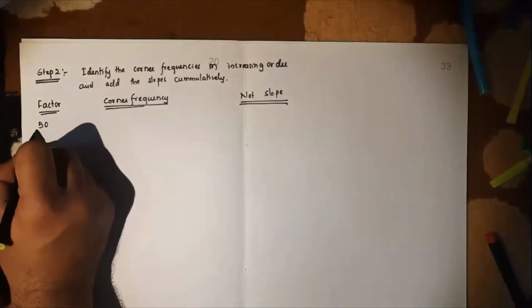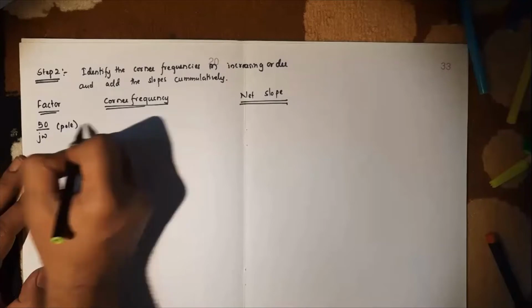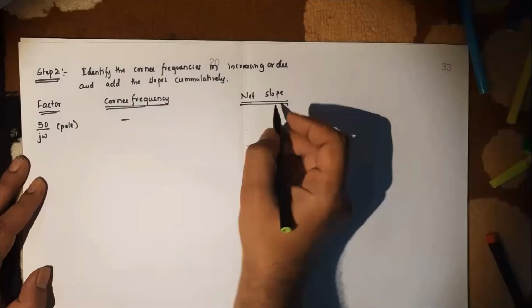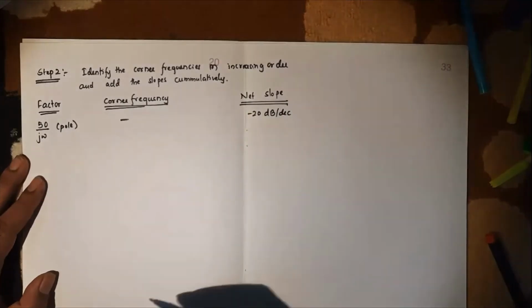So how does it go? The first factor we chose is 50 by j omega. I will call it the first factor, and it is a pole, because s is present in the denominator. For the first factor, there doesn't exist any corner frequency. And the net slope for a pole, as I have shown in the previous slide, is minus 20 dB per decade. So this is the first row of the table.